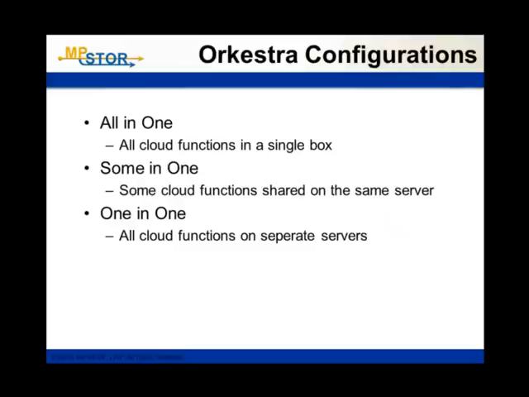Orkestra in the actual data center can be deployed in a number of different configurations. A very simple one is an all-in-one configuration, a some-in-one, or a one-in-one. The one-in-one would be a production type environment where a data center is offering infrastructure as a service in a utility cloud model. An all-in-one might be a very simple private cloud, publicly hosted.